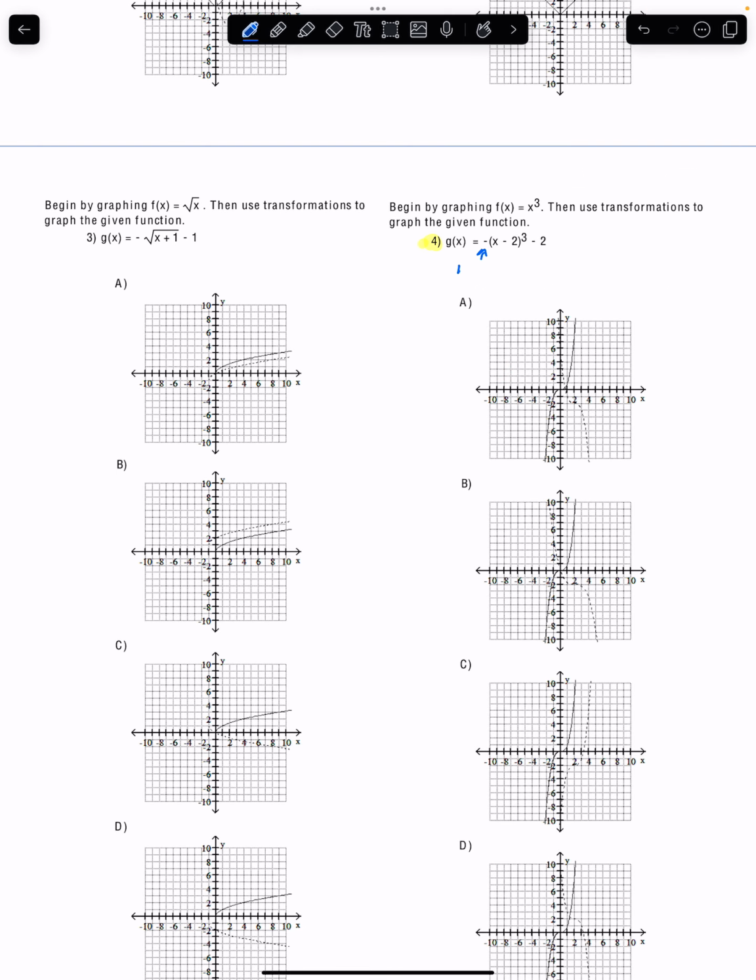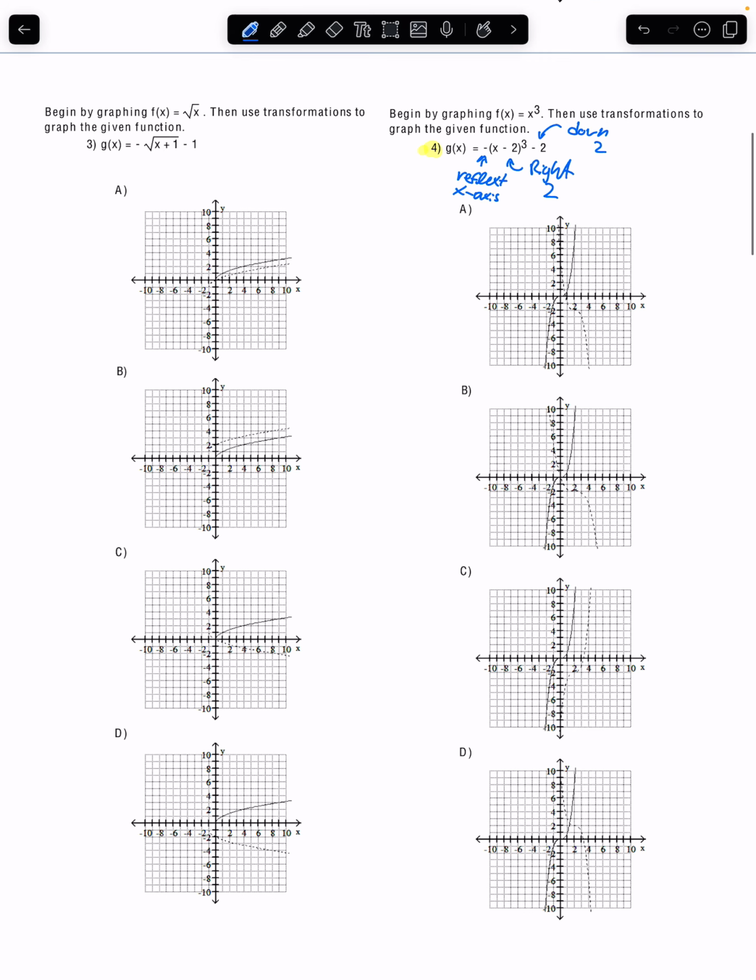So, reflect over the x-axis. Inside is being subtracted by 2, so we'll go right 2. And then the outside, down 2. Looking at these graphs, it needs to be reflected over the x-axis, right 2 and down 2. If you look at all these, you're going to see that it is A.